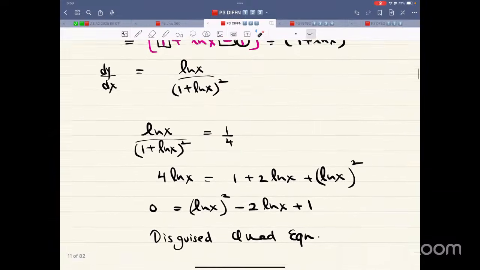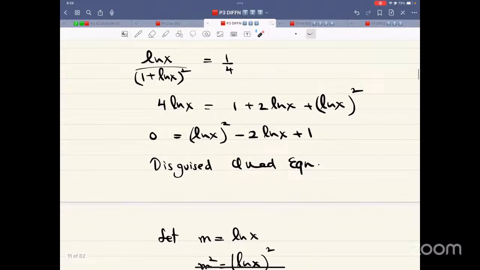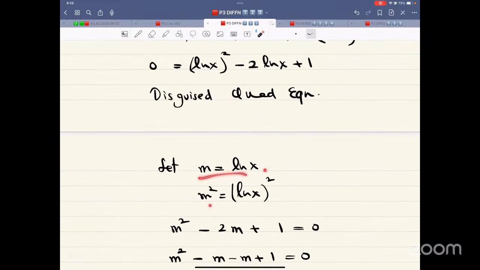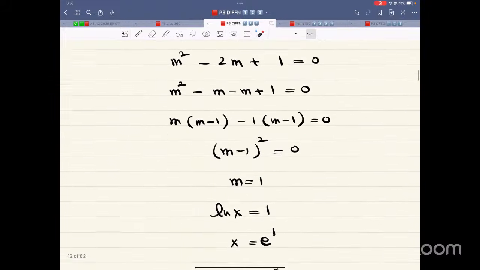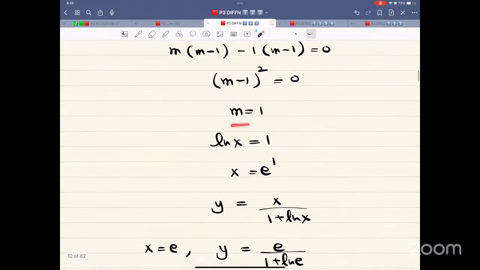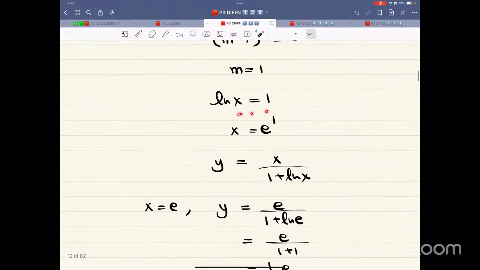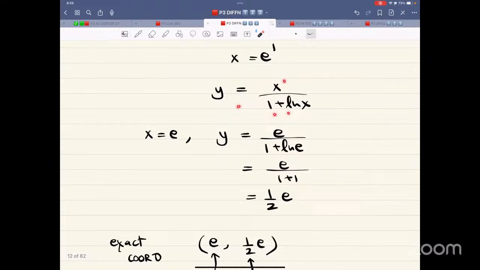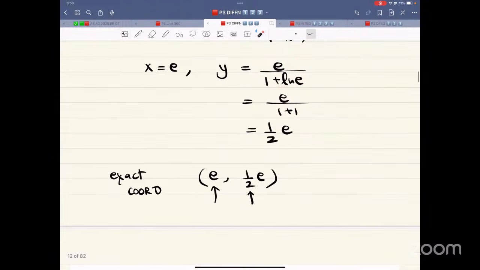Equate it to 1/4. You have this disguised quadratic equation in terms of ln. So let m equal ln x. m square is ln x whole thing squared. You solve. You get the value of m equal to 1. ln x is 1. x is e raised to the power of 1. y is x over 1 plus ln x, so e divided by 1 plus ln e. That is this answer, and that is the exact coordinate.